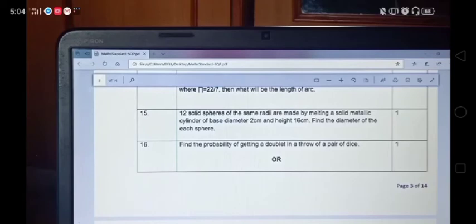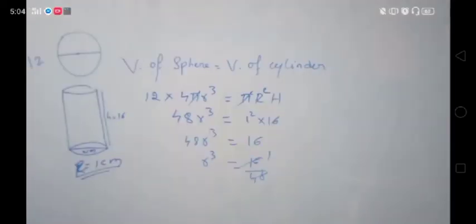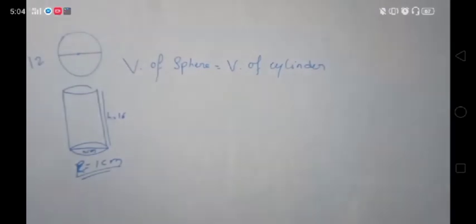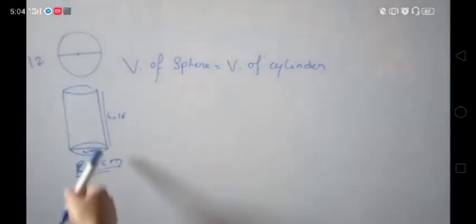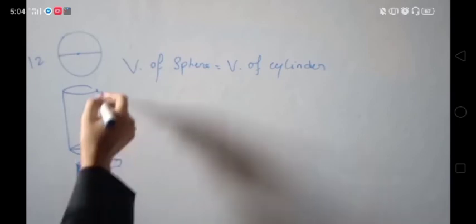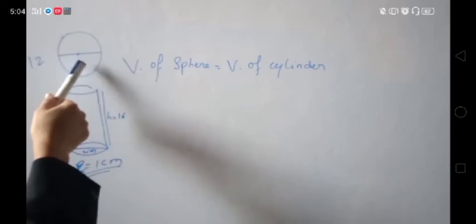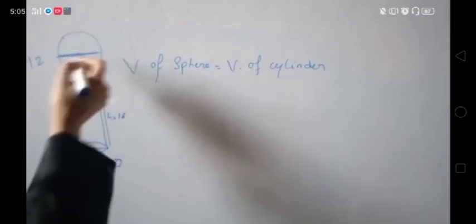Here, by melting one cylinder of diameter 2 cm and height 16 cm, they are making 12 spheres. The cylinder has diameter 2 cm, that is radius 1 cm, and height 16 cm. By melting this cylinder, they are making 12 spheres. We have to find the diameter of the sphere.